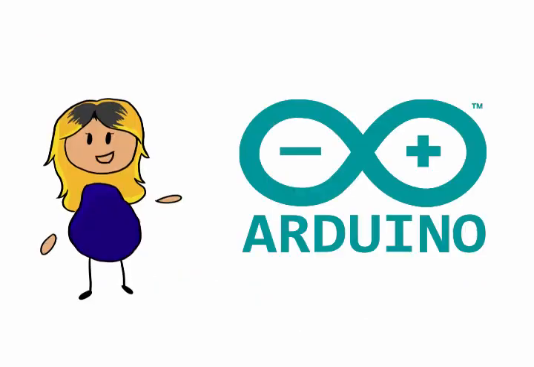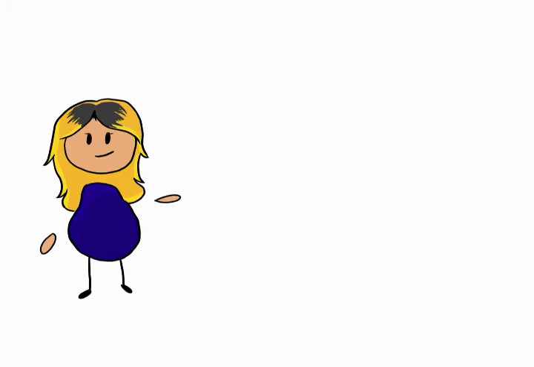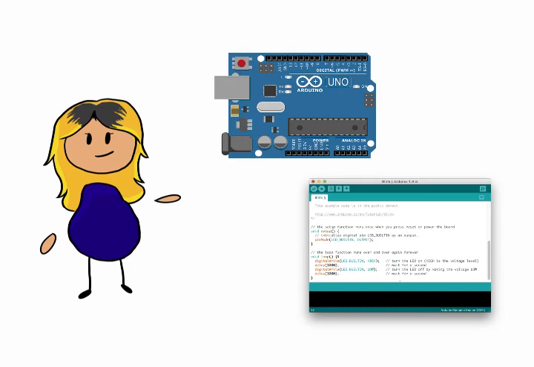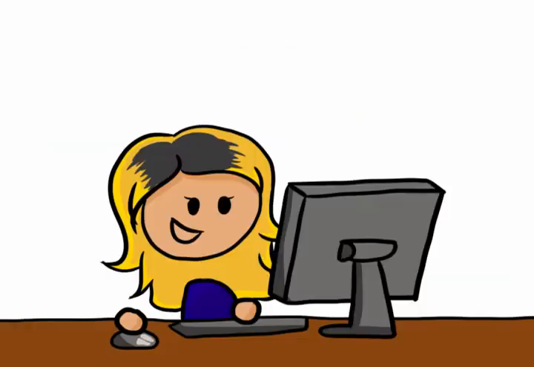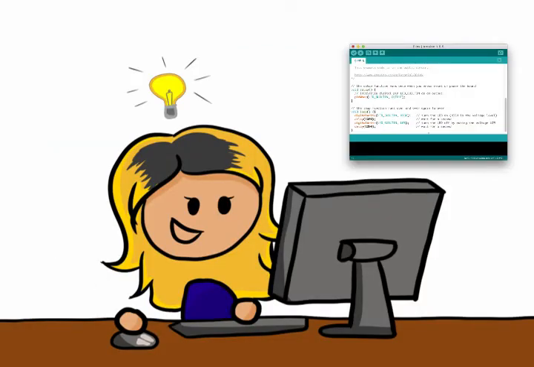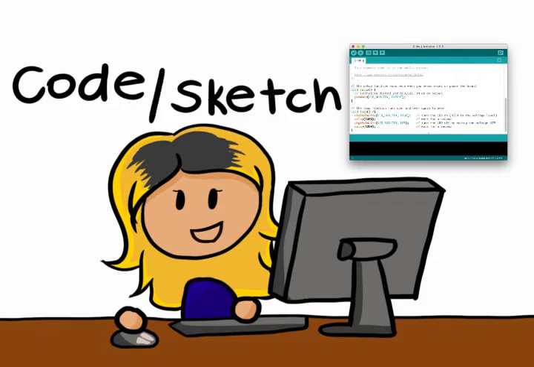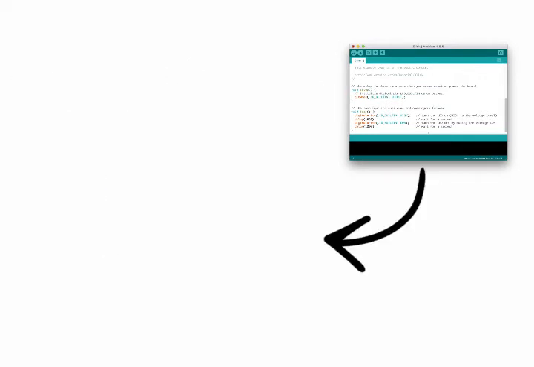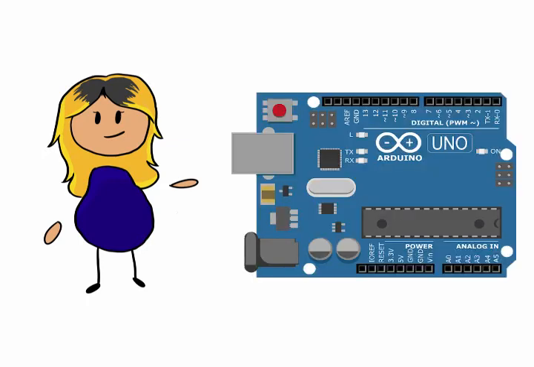First, let's discuss Arduino Uno. Arduino is an open source electronics platform based on easy-to-use hardware and software. It uses a computer software where you can write the code for your project, and this code, or sketch, can be uploaded to your Arduino board. For this project, I used an Arduino Uno.